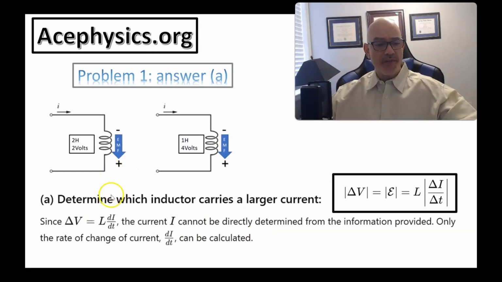Since the magnitude of the voltage is equal to L di/dt, the current I cannot be directly determined from the information provided. The back EMF is only related to the change in current. It has nothing to do with the magnitude of the current. If you had an inductor which had 1,000,000 amps of current going through it, that'd be pretty impressive. That doesn't tell you anything about the back EMF over that inductor. That only tells you how much total current is going through there and how strong the magnetic field is. The back EMF is related to how that current is changing.